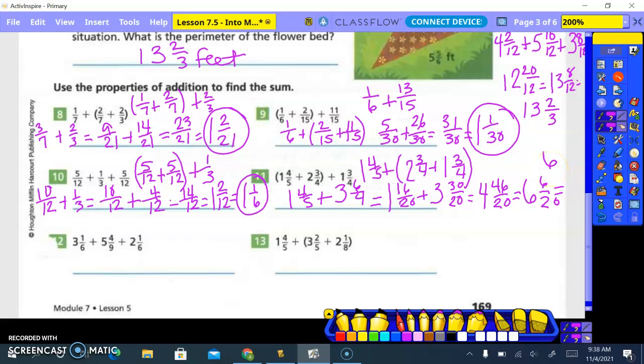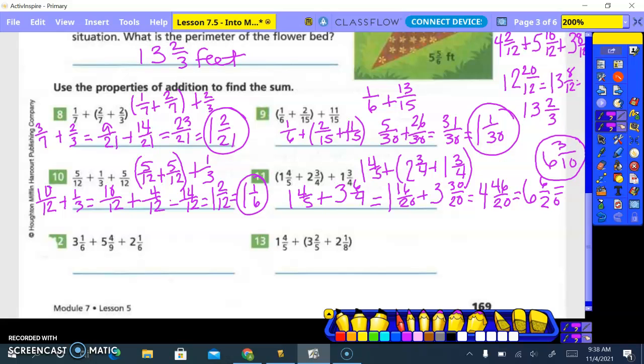So 6, and then 2 can go into both, right? So 2 can go into 6 how many times? 3 times. 2 can go into 20 10 times. So our simplified answer is 6 and 3/10. Okay? All right. Next one.